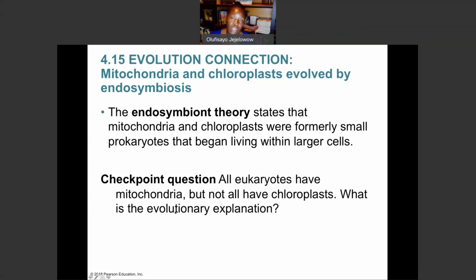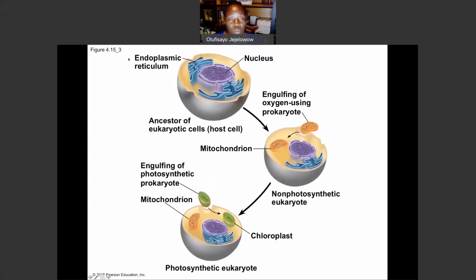So it is thought that the evolution of the mitochondria event took place over a billion years before the chloroplast event took place. So this is the endoplasmic reticulum. This is the nucleus. This is the ancestor of the eukaryotic cell, or the host cell.